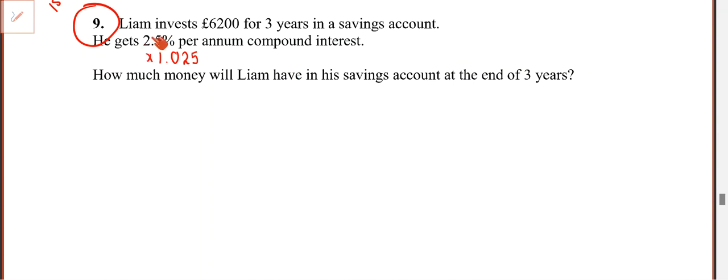So, Liam invests £6,200 for 3 years in a savings account. He gets 2.5% per annum compound interest. How much will Liam have in savings after the end of 3 years? Talk me through it.